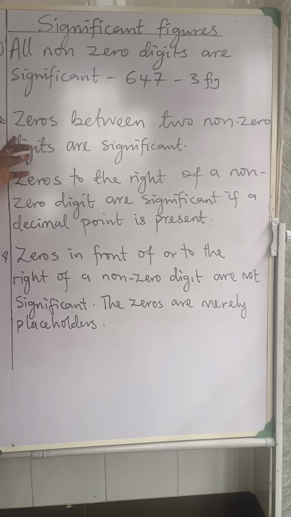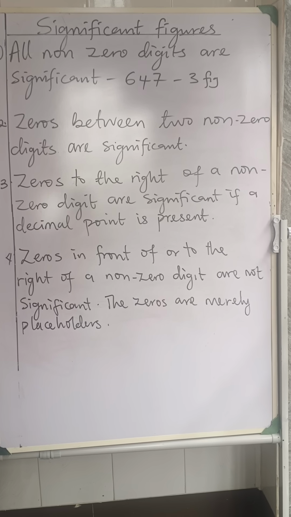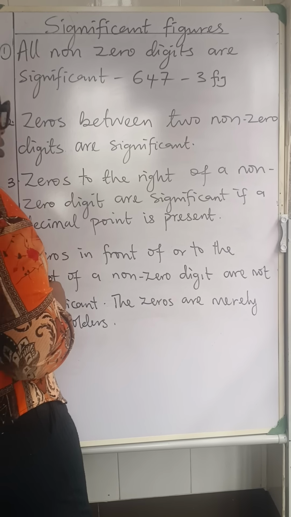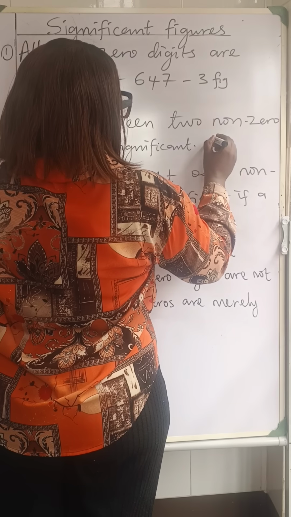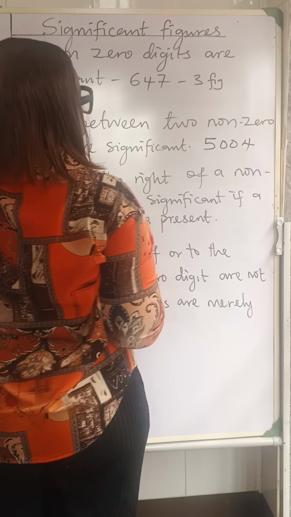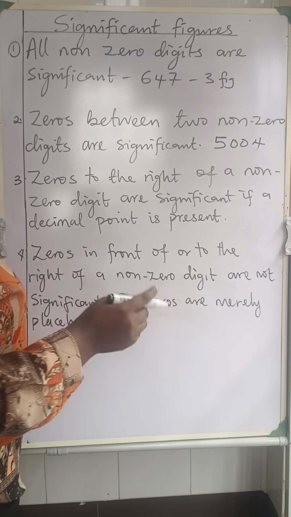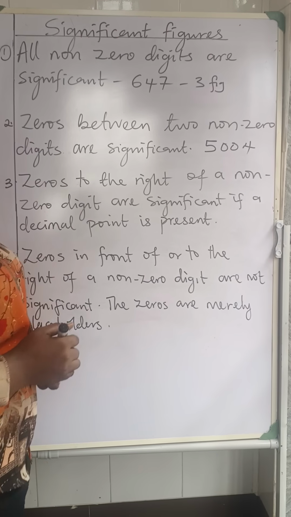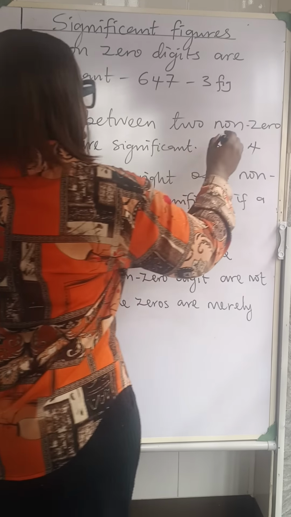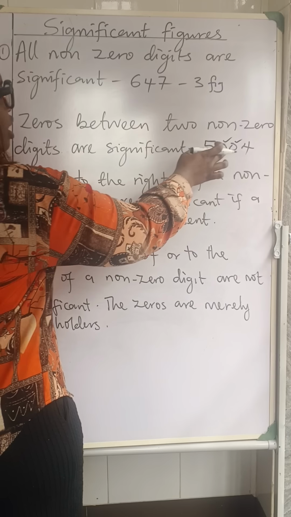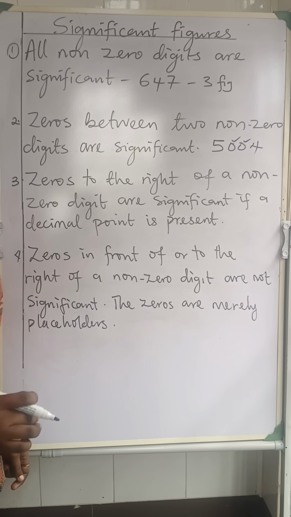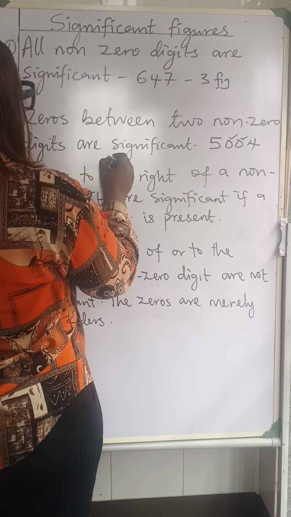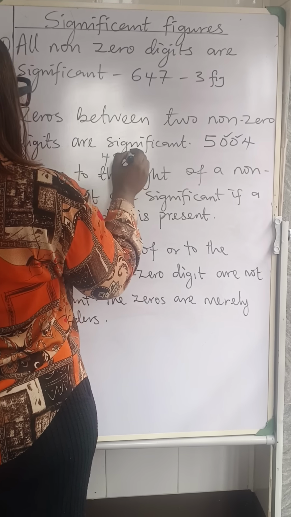Number two, zeros between non-zero digits are significant. An example is this. If we have 5004, how many significant figures are there? There are 4. 1, 2, 3, 4. The zeros in between are significant. They are counted, because they are in between non-zero digits. So therefore, they are counted. There are 4 significant figures.